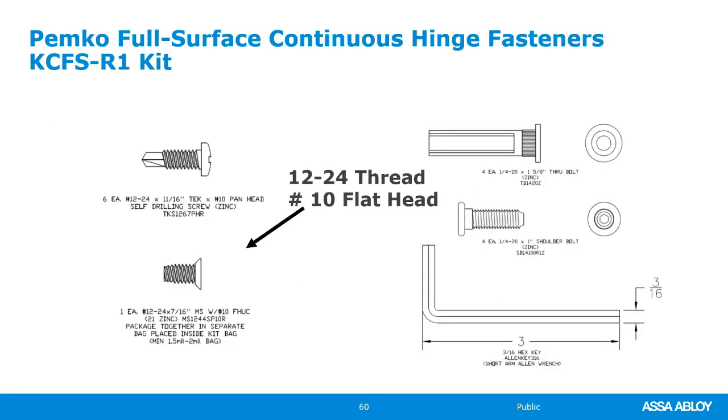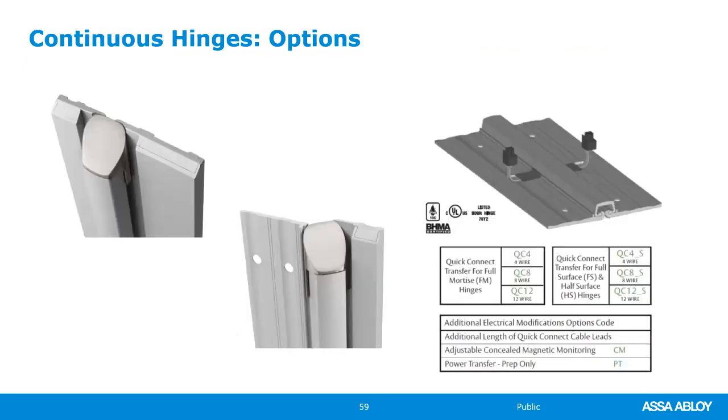Now, before we leave this, we also have concealed magnetic monitoring. That's a fancy name for the door position switch. Concealed magnetic monitoring is available with the SER and the regular wired options. The magnetic monitor is supplied with a monitor and an adjustable magnet. You can use it to let you know if the door is open or closed.